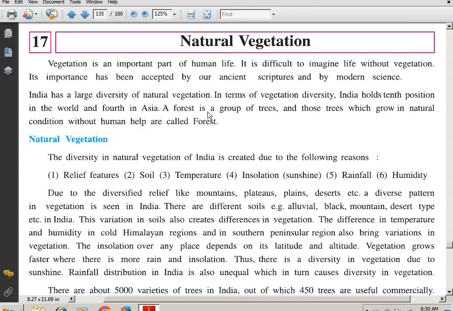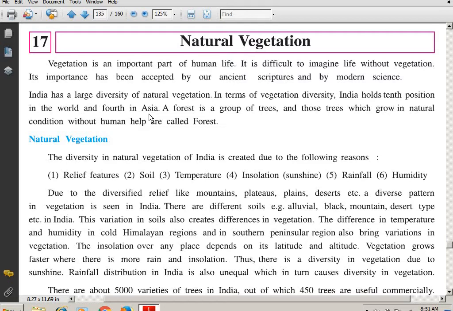Make a bracket to this sentence, students. Also make a bracket and underline this. India has a diversity of natural vegetation, but make a bracket from here. In terms of vegetation diversity, India holds 10th position, underline that, in the world and the 4th in Asia. So students, you are now clear about what is forest, and in the natural vegetation, where India stands.